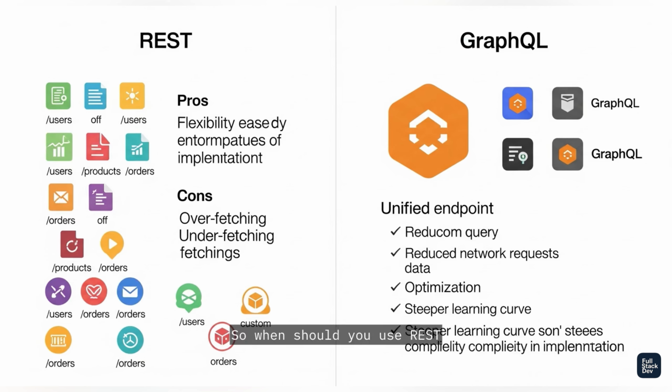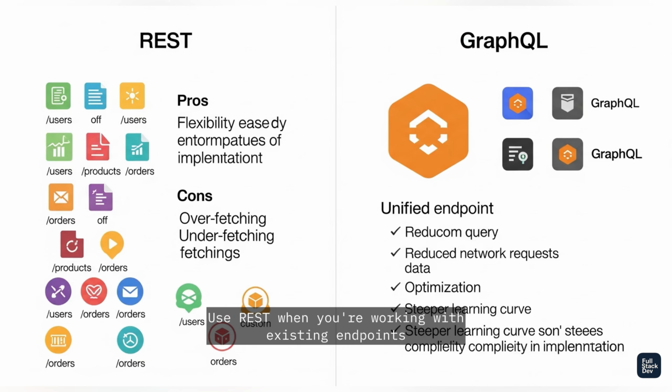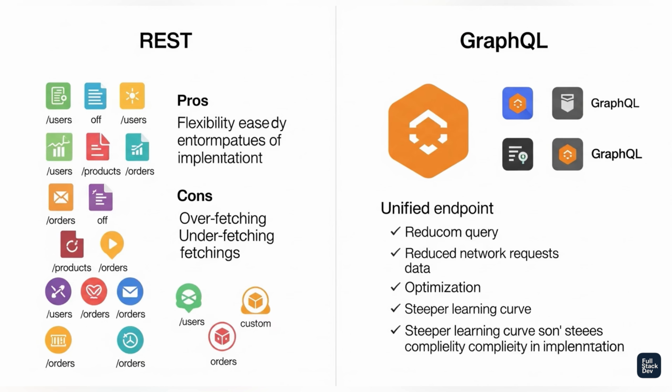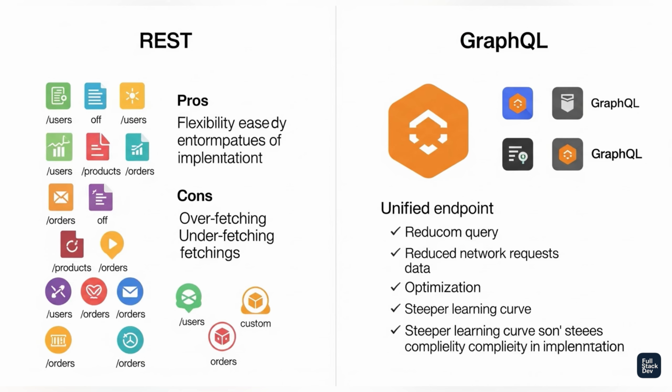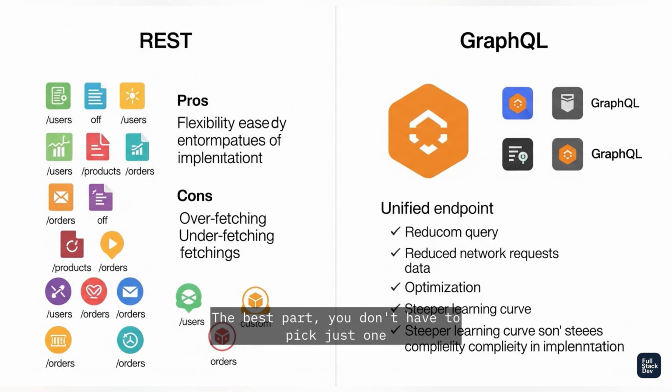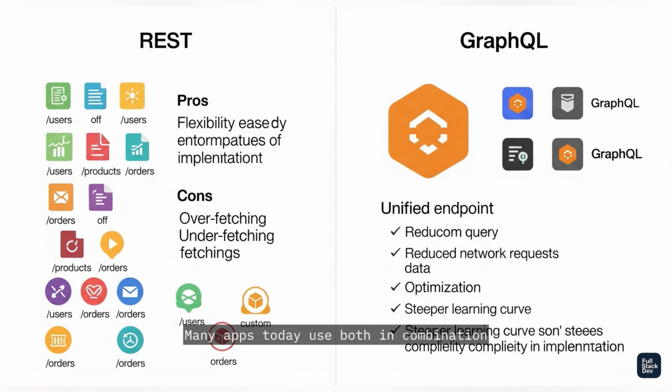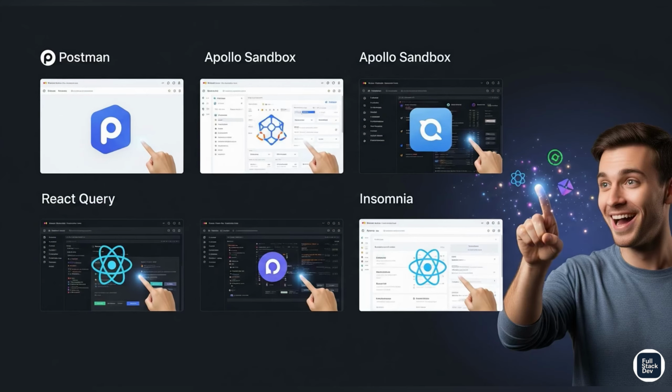So when should you use REST and when should you choose GraphQL? Use REST when you're working with existing endpoints or need a simpler setup. It's widely supported and easy to understand. Choose GraphQL when you want flexibility, reduce overfetching, or build scalable modern apps. The best part, you don't have to pick just one. Many apps today use both in combination.